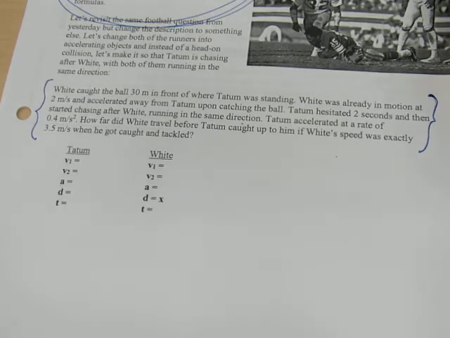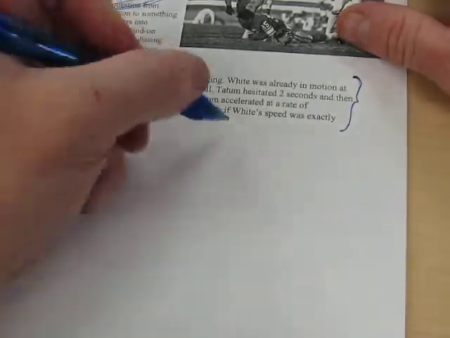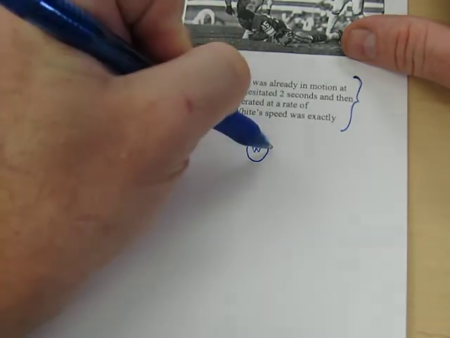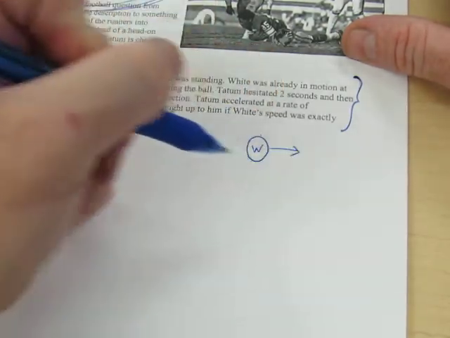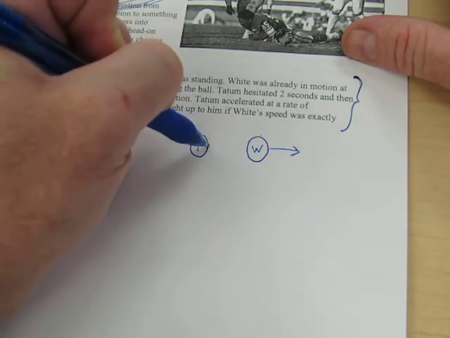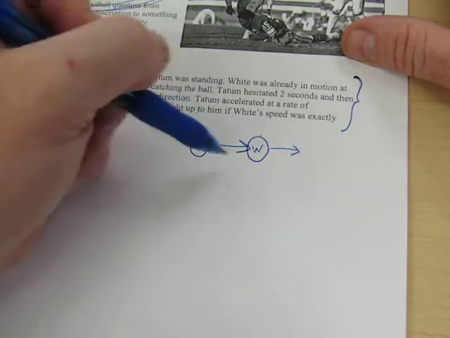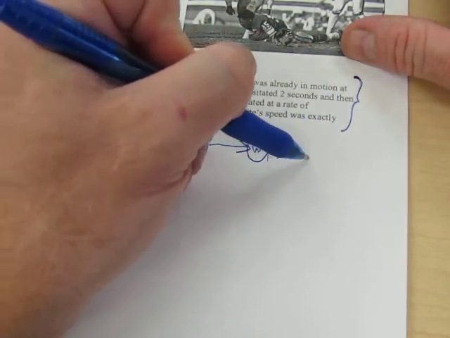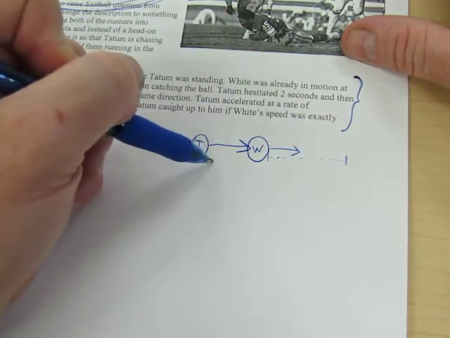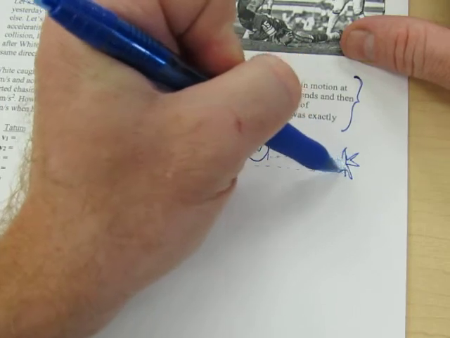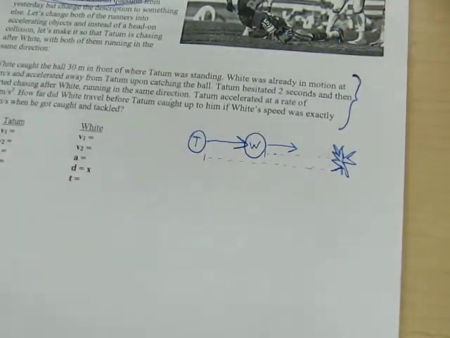So if I draw a quick little diagram here off to the side, White is going to catch the ball, and he's going to start to accelerate away, and Tatum is going to be behind him. He's going to accelerate after him. And some distance down the way, White's going to run some distance, and Tatum is going to run and catch up, and they're going to meet. That's going to change things a little bit.